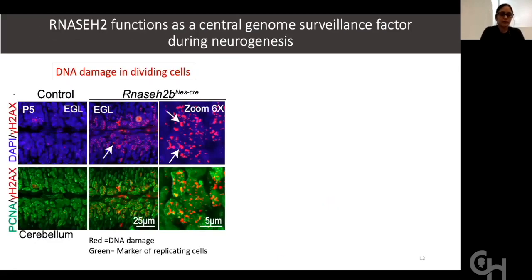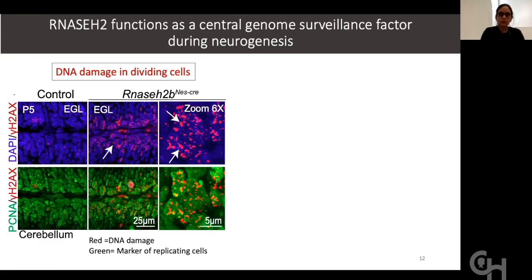So here I'm showing you histological images for DNA damage. Red represents a marker for DNA damage and green represents cells that are actively dividing. We noticed that upon RNase H2 deletion in the brain, in the cerebellum, we see accumulation of DNA damage. This DNA damage was mainly in the cells that are actively dividing, which is consistent with RNase H2's role during DNA replication.